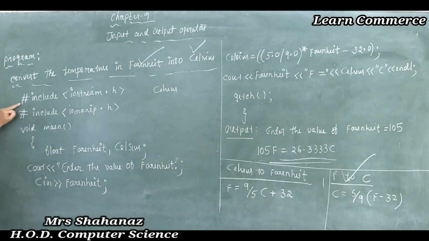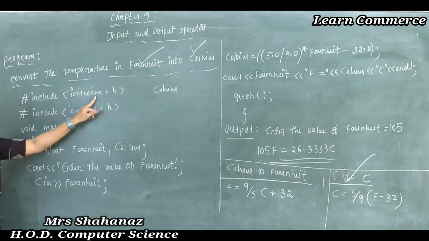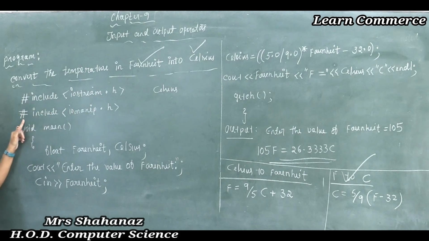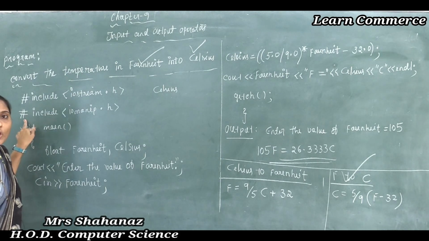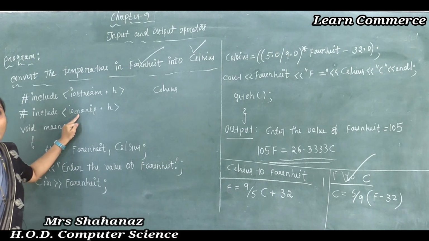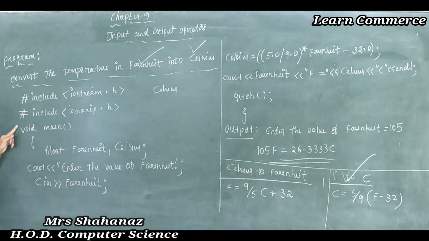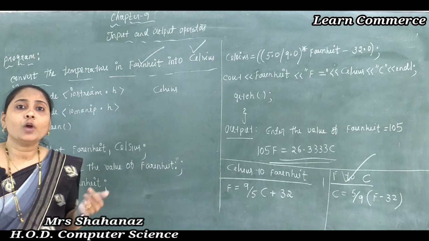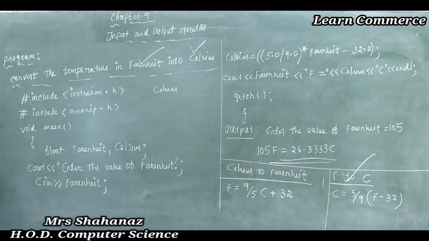So the first step is writing the program. While starting the program, we know it starts from the header file, hash include iostream.h. The second header file, maybe I want to use endl in the program, or maybe I want to use setw, then surely I am using the header file iomanip.h. Or maybe if clrscr is there, you can write one more header file, conio.h. So depending on the functions and variables you are going to use in the program, you can write these.